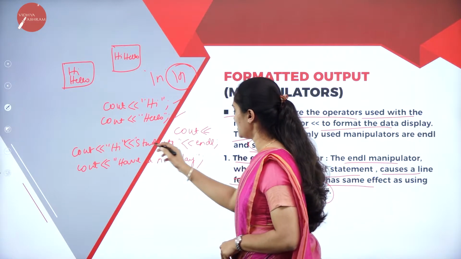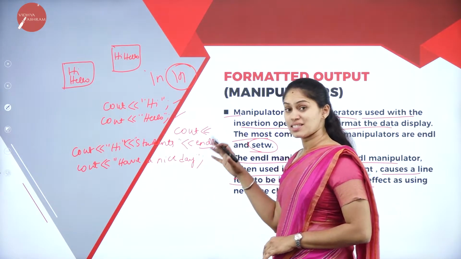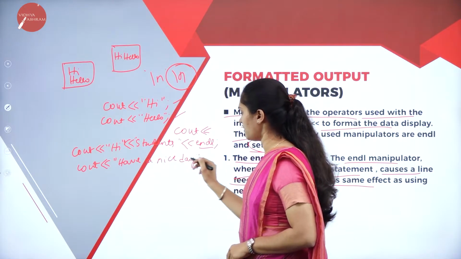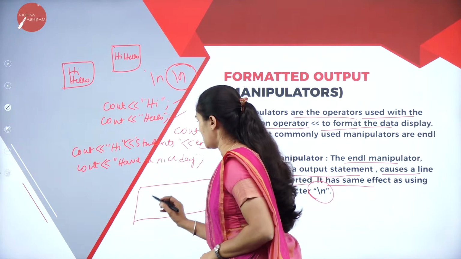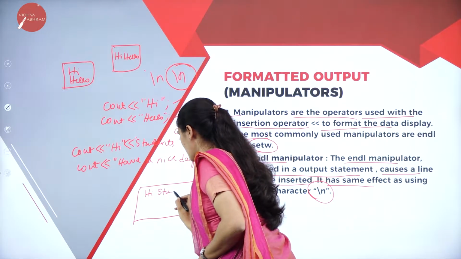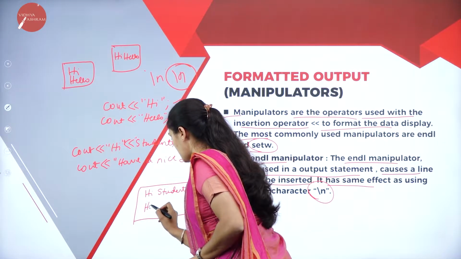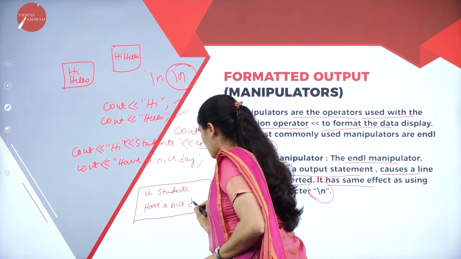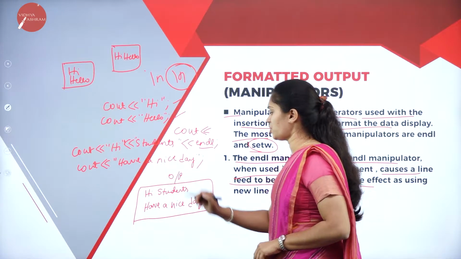Cout "hi students", and I am using endl as an operator or as a manipulator. In the next line I have cout "have a nice day". Then how will it be displayed on the screen? It will be "hi students" and then, on the next line, "have a nice day". So this will be the output that we are going to get.